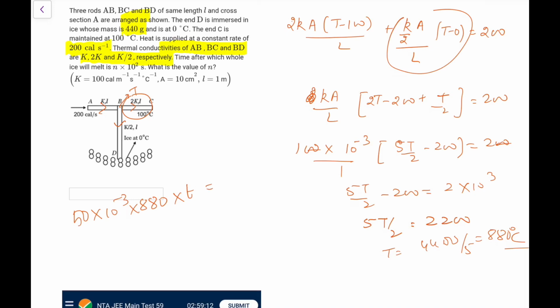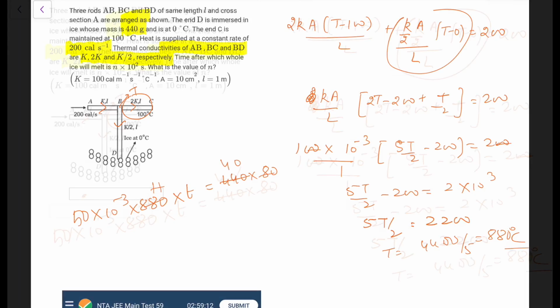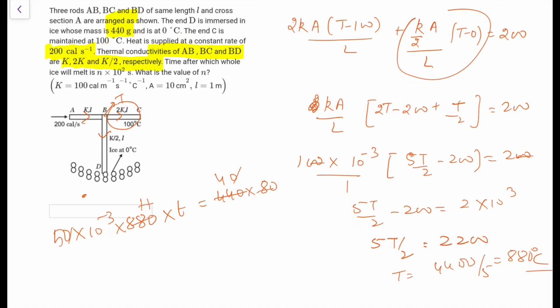That would be equal to the amount melted, that is 440 into the latent heat. Latent heat is equal to 80 calories. So this is 80, 880, this is 11, this is 40. So t would be 4 upon 5 into 1000. So it comes out as 200 into 4, 800 seconds. So the answer comes out as 8.